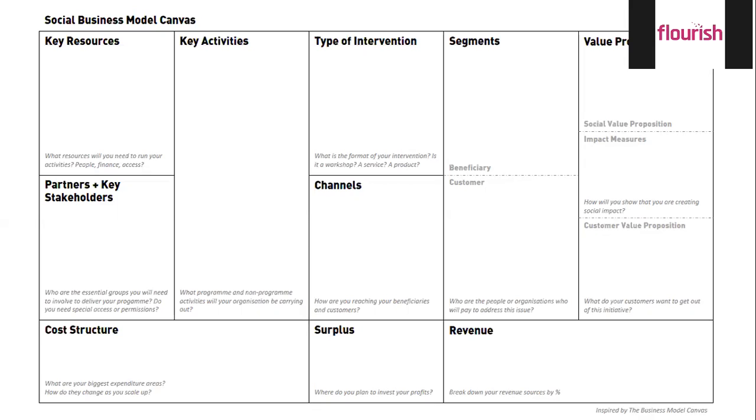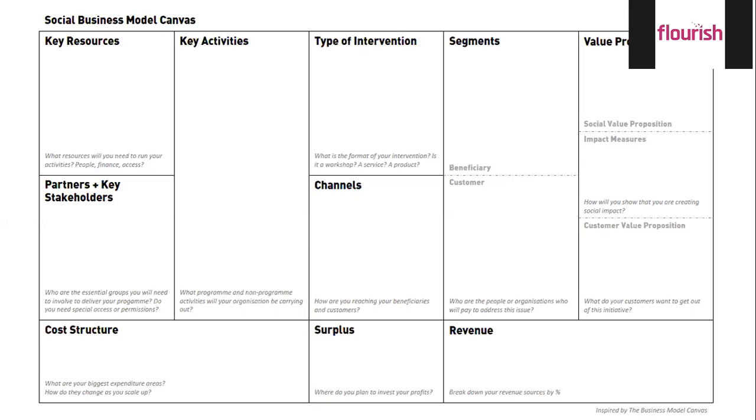I'm just moving my bits and bobs around. What have we not covered? So types of intervention really ties in with key activities. So like we talked about this morning, what is it you're running, and is it a product or service? I think we boxed that off this morning.